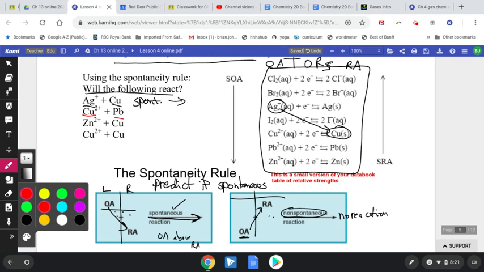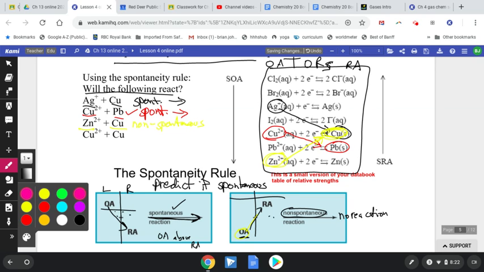Okay, copper 2 plus and lead. Copper 2 plus and lead. Okay, is this one spontaneous? You are correct, Evan. Yes, the copper 2 plus sits above the lead. Spontaneous. Okay. Zinc 2 plus and copper. Is this one spontaneous, Maddie? And you are also correct. It is not. The oxidizing agent sits below the reducing agent. So we would say non-spontaneous.